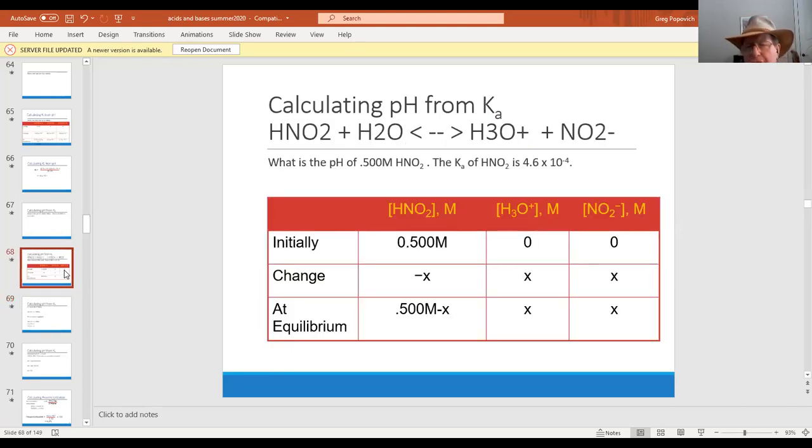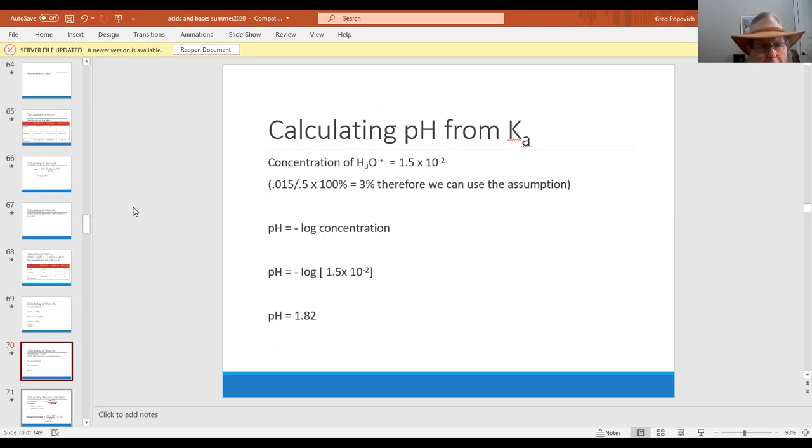Tell me what X is. I've solved for X. What is X? Benita, what is X? The concentration of H3O plus. Okay. Now, Benita, if I have the concentration of H3O, can I get the pH? Yes. So I'm done with my equation.